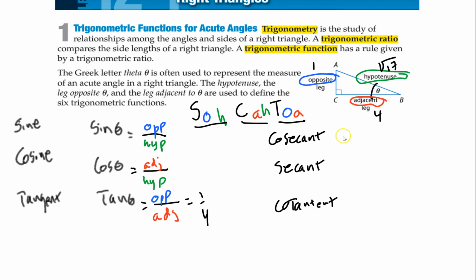Now for short, we write this as CSC of theta. Remember, theta is just a variable. You never just have sine. By the way, you never have sine, cosine, or tan by itself. It's always with the variable. So it's cosine of this thing, sine of this.